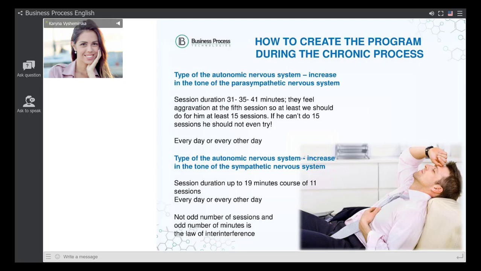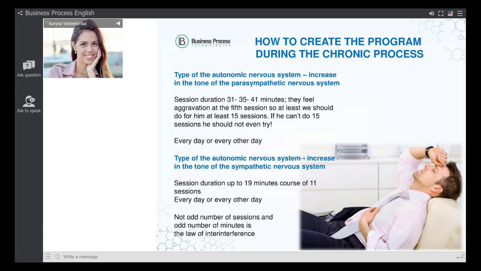And if they can't do 15 sessions, we don't even try this therapy with these people, because we need to be responsible. We talk about our health. So if it says 15 sessions to start and to finish, to fix the results, then we need to do 15 sessions, not less. We can do it every day or every other day.